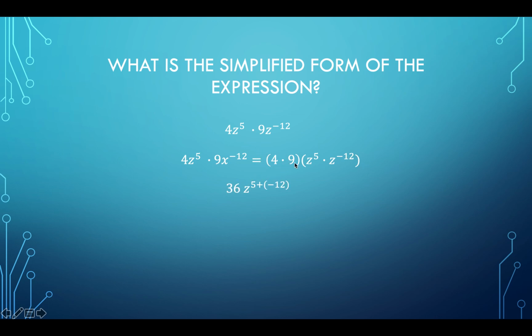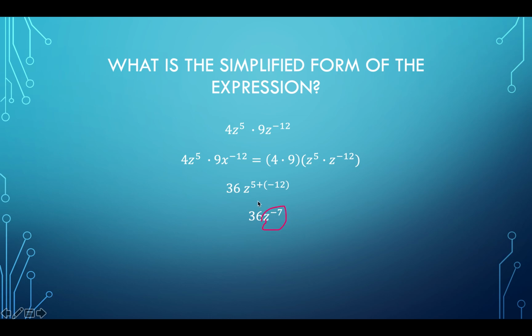Well, you can multiply 4 times 9 and we get 36. Now these are the same base. They're both z's, so now we can add them. So we could do z to the 5 plus a negative 12. So we rewrite this, bring everything down, 36z, and then 5 plus negative 12 gives us negative 7. So your answer is 36z to the negative 7.